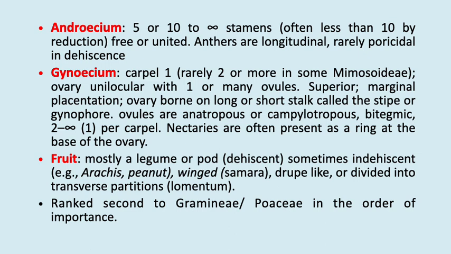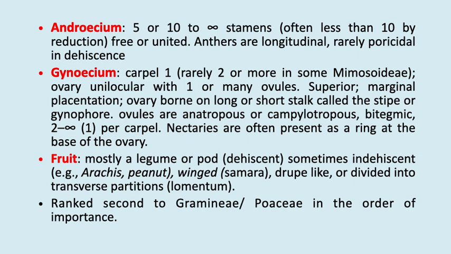Androecium has 5 or 10 to indefinite stamens, often less than 10 by reduction, free or united. Anthers are longitudinal, rarely poricidal in dehiscence. Gynoecium consists of one carpel, rarely two or more as seen in some Mimosoideae members. Ovary is unilocular with one or many ovules. It is superior and shows marginal placentation.